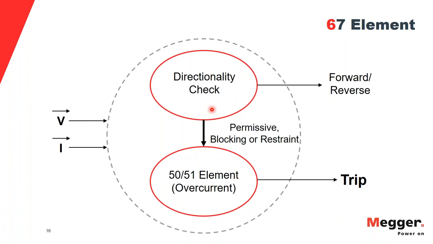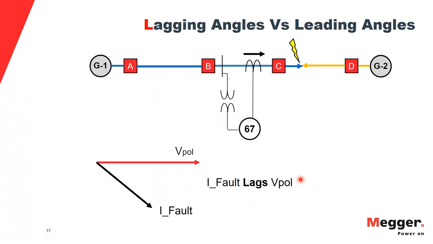So if the directionality check says the fault is in the forward direction, it's going to give a permissive to the 50/51 element to trip. But if the directionality check is in the reverse direction and the element is not programmed to trip for reverse, it's going to send a blocking signal to 50/51 and say, do not trip. So the 50/51 element will not trip. So that's how this works.